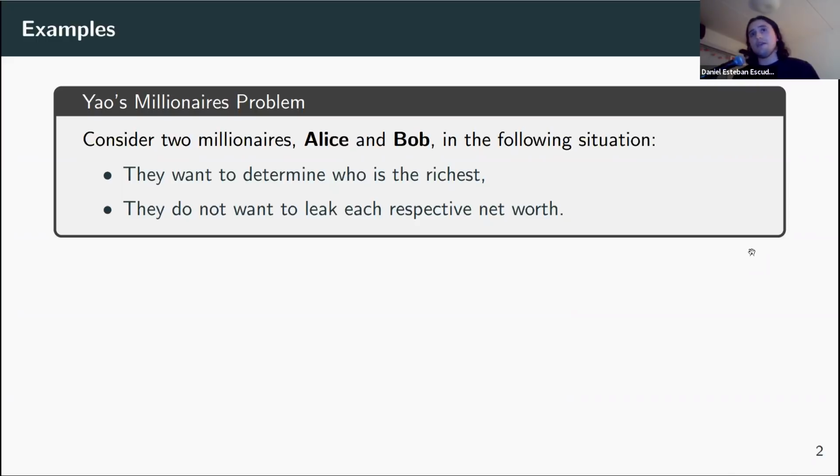Each one of them has some net worth, and they want to know who is the richest, but they do not want to leak the net worth to each other. The most naive way of doing it is, sure, just send me your net worth and I will see which one is the largest, but they don't want to reveal by how much one of the parties is richer than the other one. So that's an example of multi-party computation. Two private inputs, and you want to compute a function. In this case, the comparison function, the function that says, hey, the first input is bigger than the second one, or the other way around.